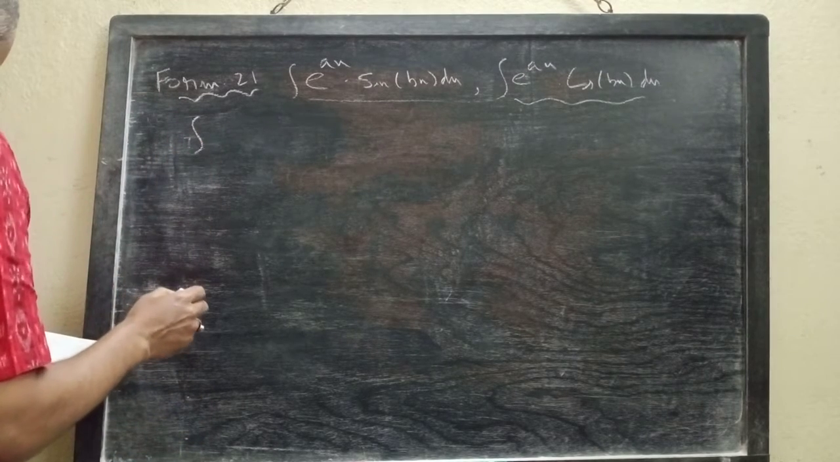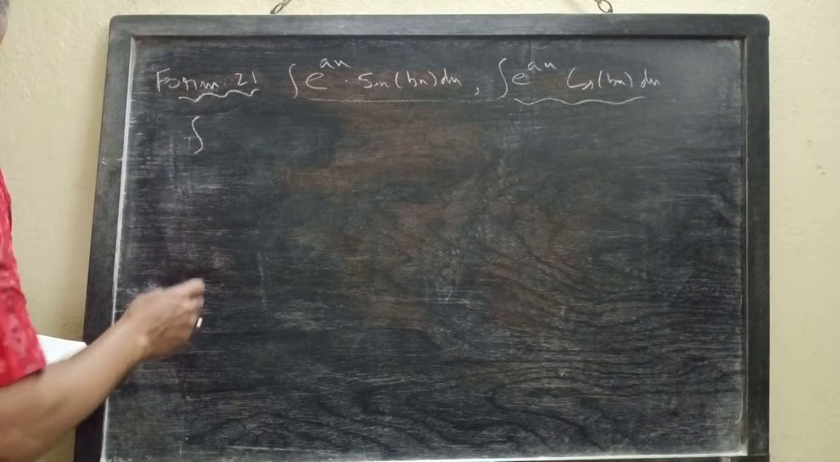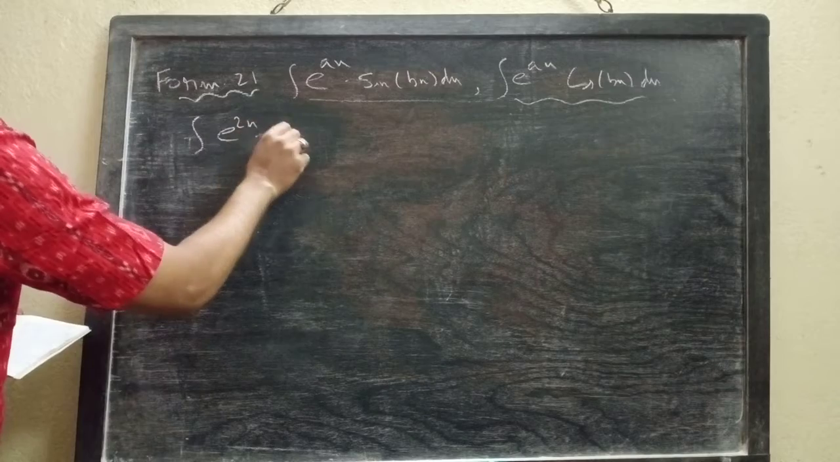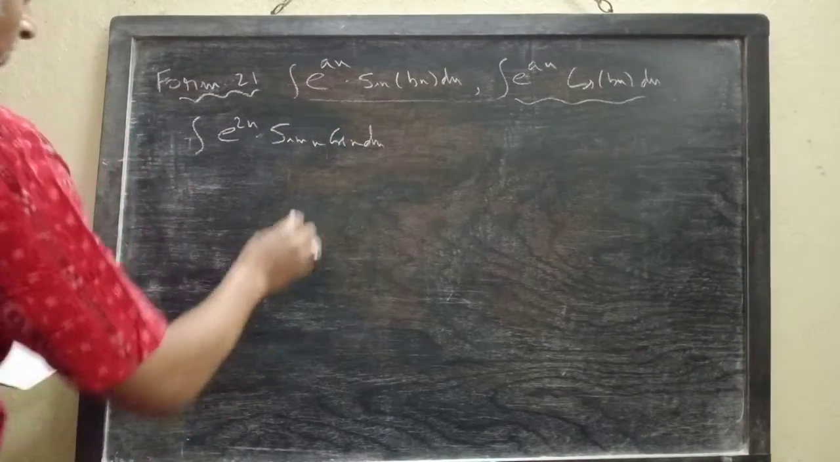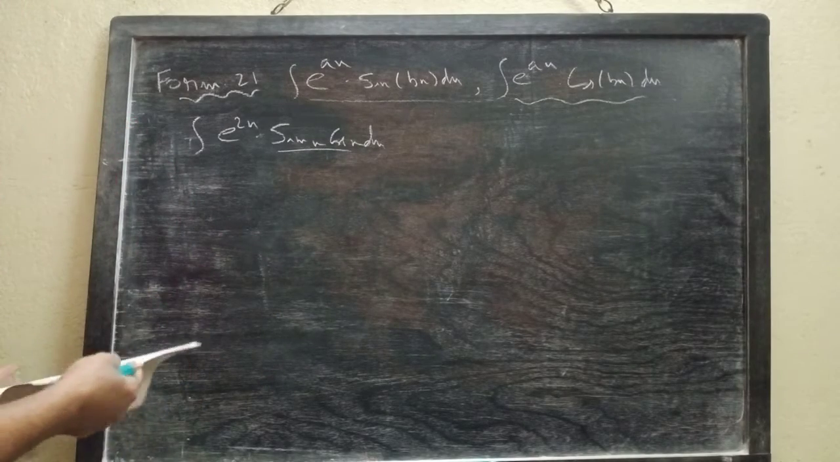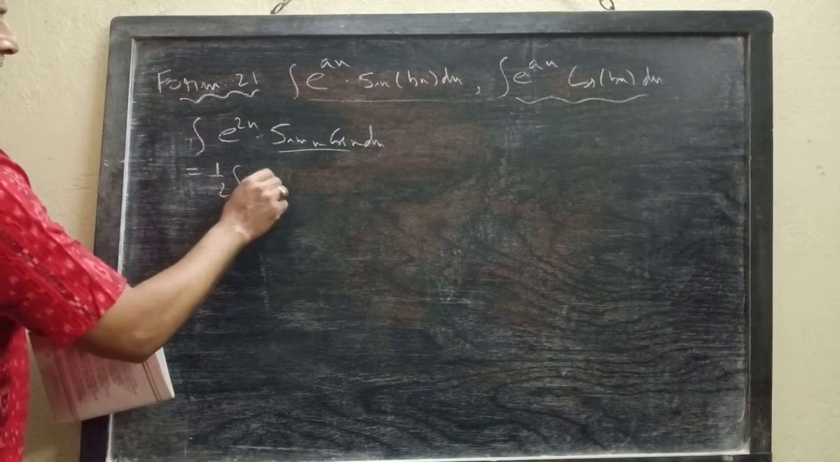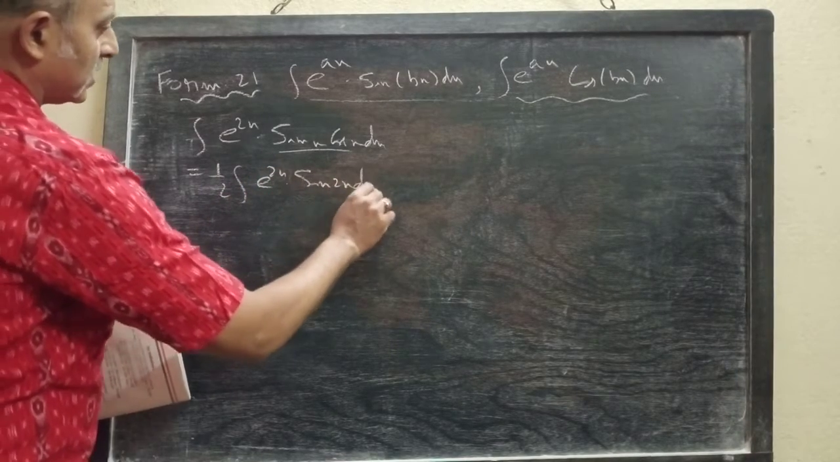Integration of e to the power 2x into sin x cos x dx. We have to pack these two in a single form, so we write it this way: half integration e to the power 2x into sin 2x dx.